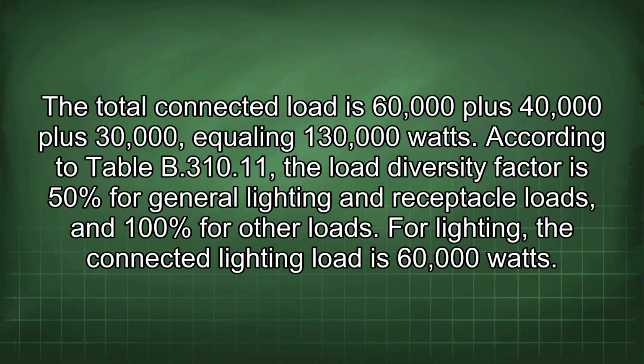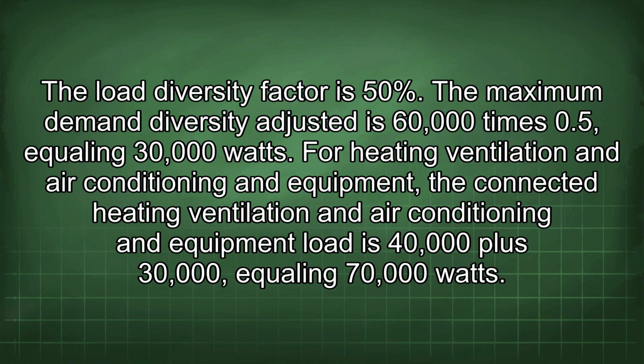According to Table B 310.11, the load diversity factor is 50% for general lighting and receptacle loads, and 100% for other loads. For lighting, the connected lighting load is 60,000 watts. The load diversity factor is 50%. The maximum demand diversity adjusted is 60,000 times 0.5, equaling 30,000 watts.